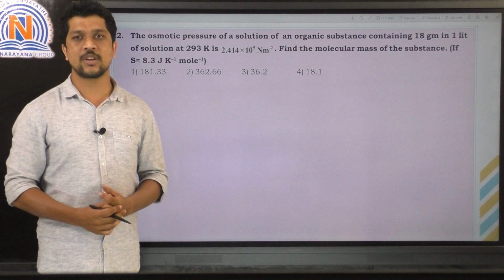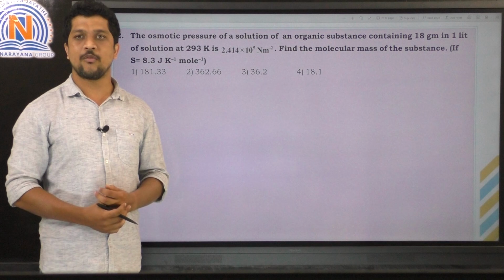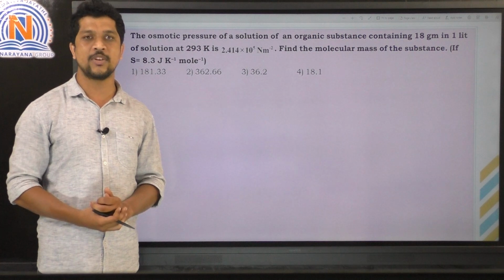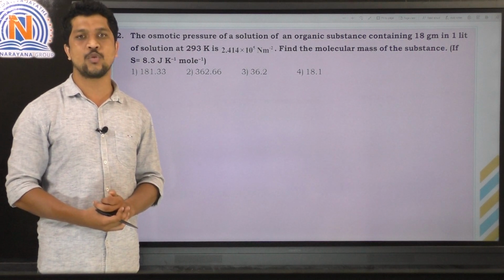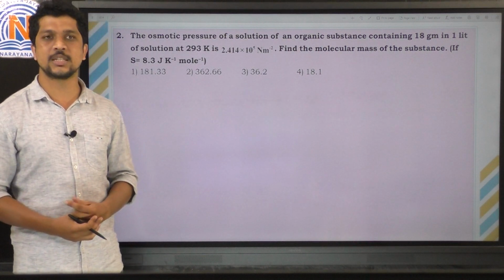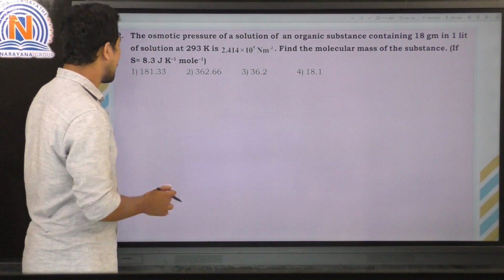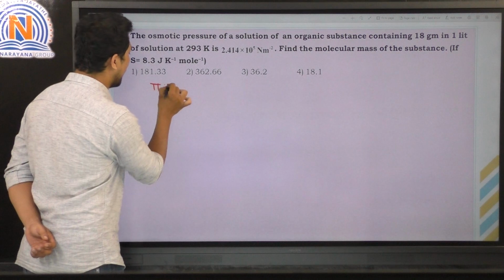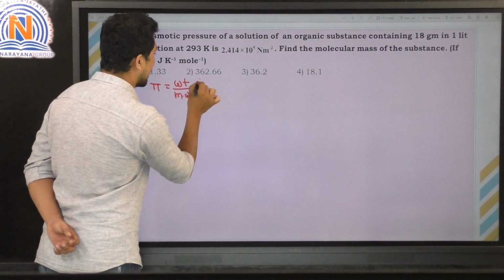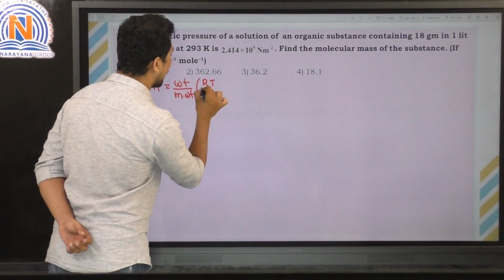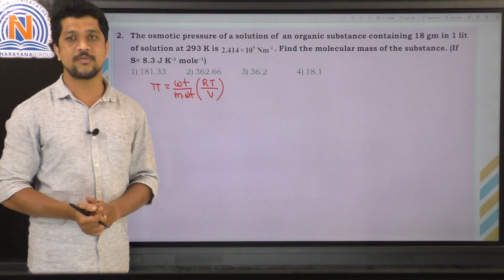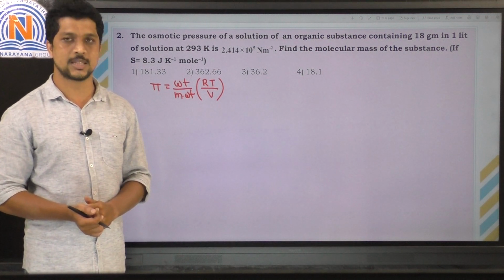What they have given? They have given substance weight, that is 18 grams, and volume 1 liter, and temperature 293 Kelvin, and osmotic pressure 2.414 into 10 power 5 Newton per meter square. And we know the gas constant. So the osmotic pressure pi equal to weight by molecular weight into RT by V. So here we need to find the molecular mass of the substance.